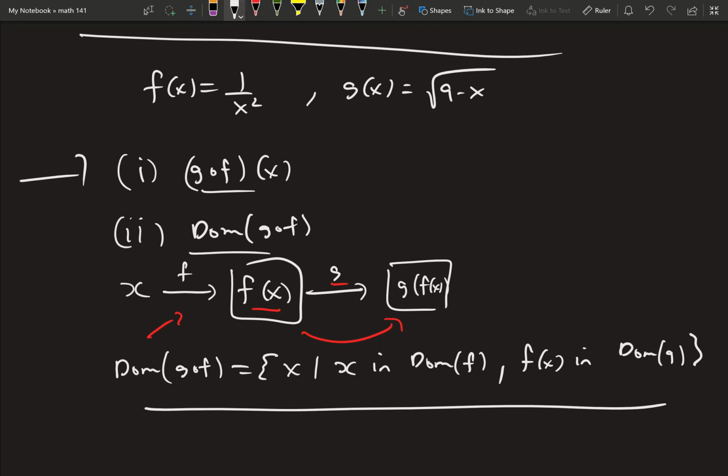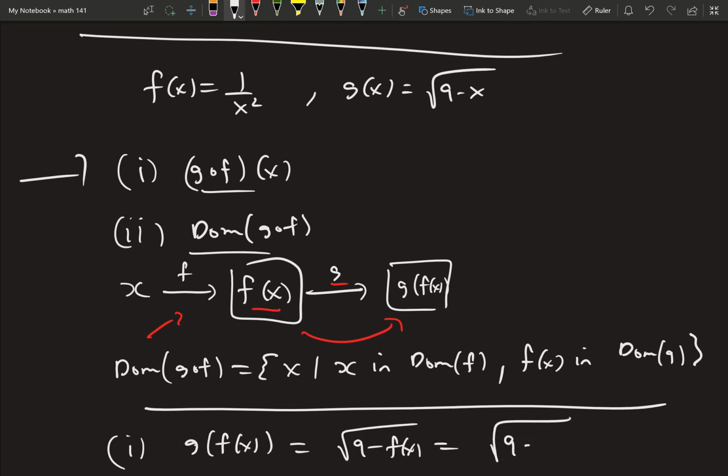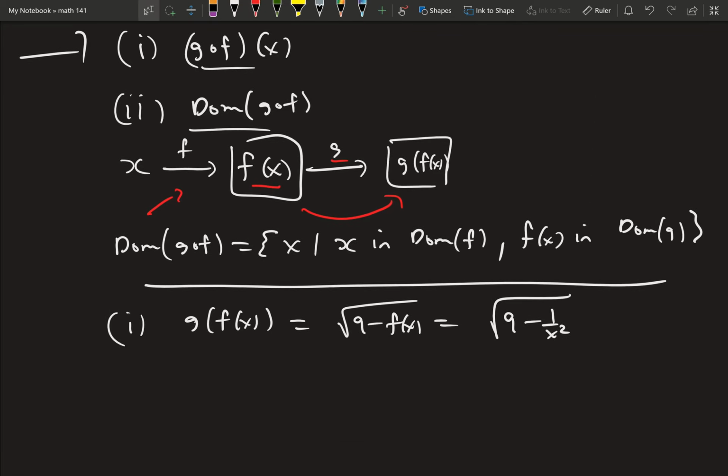So let's do part 1 now. G composed with f, g of f of x, that's part 1. That's the square root of 9 minus f of x, which is the square root of 9 minus 1 over x squared. So that's g of f of x. And now let's compute the domain of the composition. Again, it's a two-step process. So step 1 in this case corresponds to finding the domain of f.